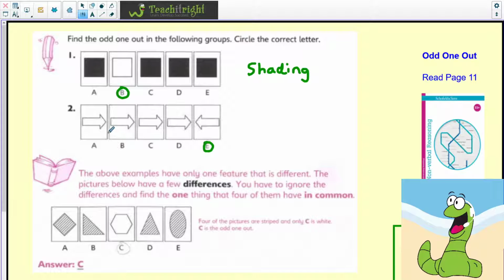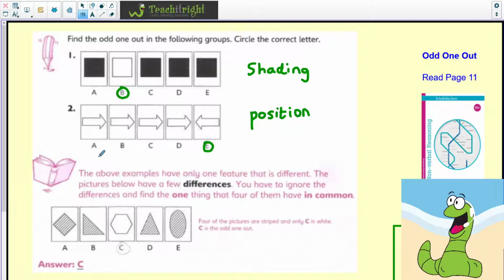Looking at this one, the arrows on A to D are all pointing towards the right, but this arrow is pointing towards the left. And if we think about our mnemonic, the shape hasn't changed, or the shading is exactly the same, but what has changed with that shape is the position. So do consider that mnemonic.